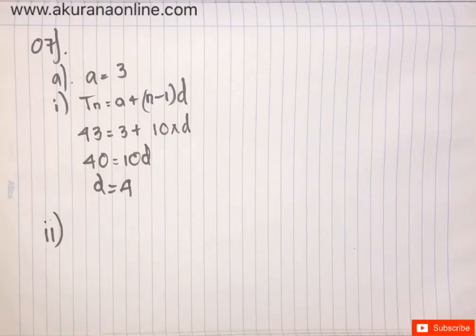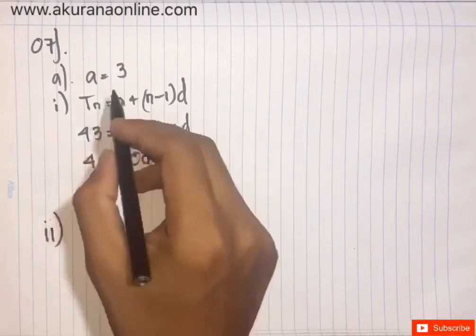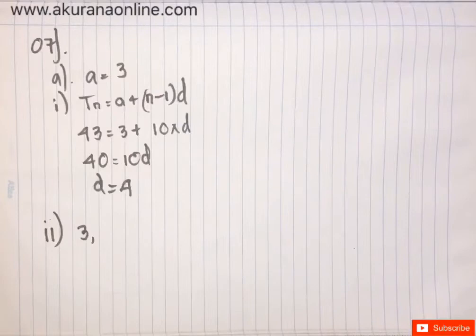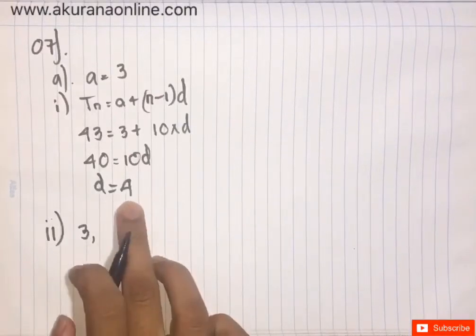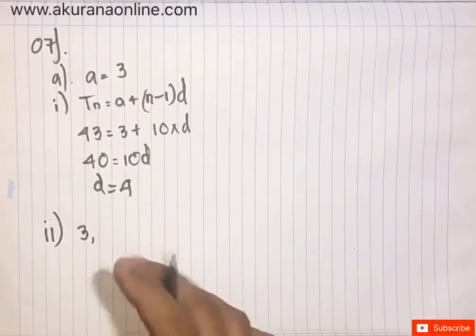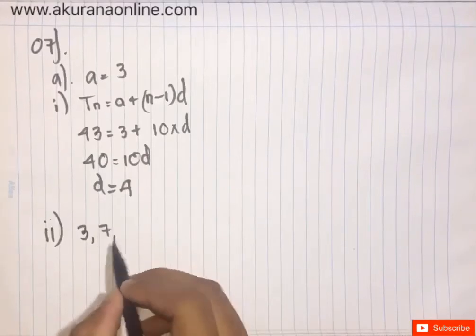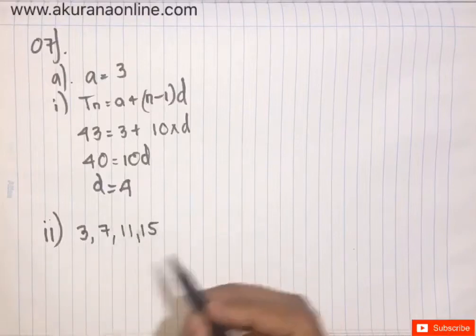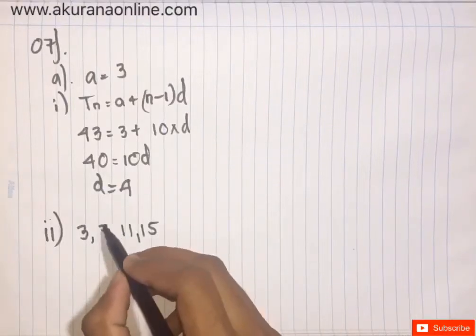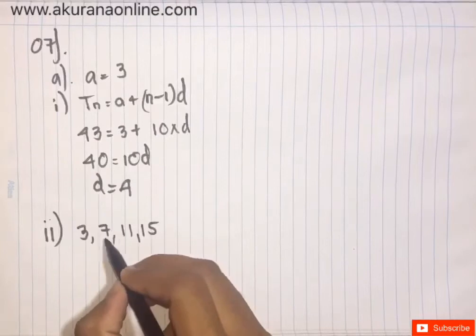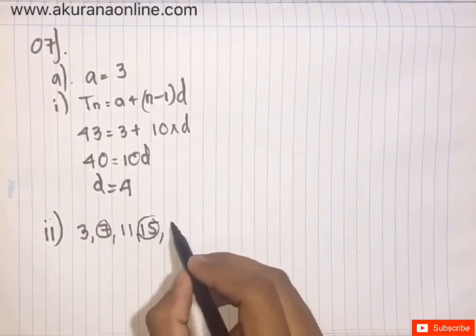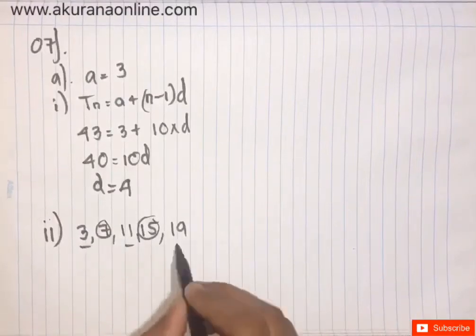The first term is 3. Now when you have the common difference as 4, what should be the next term? It should be 7, and then 11, 15 and so on. But here they have removed the even terms. That means they have removed 7, 15 and so on. So you have only these terms left.